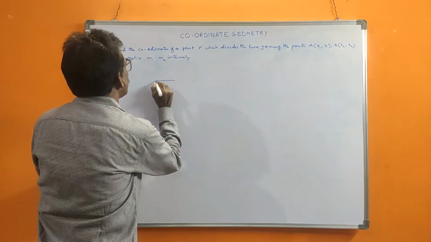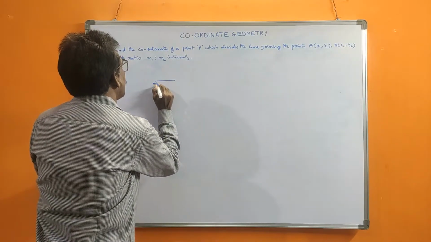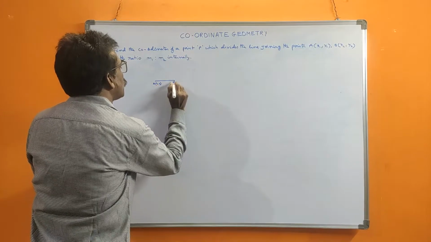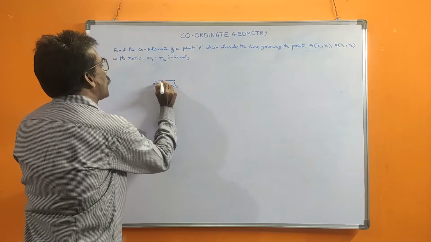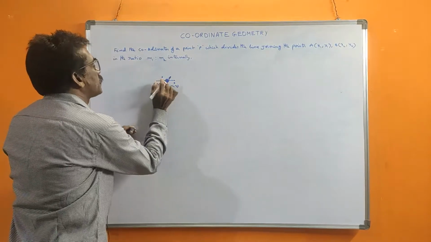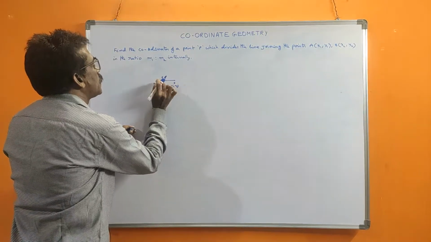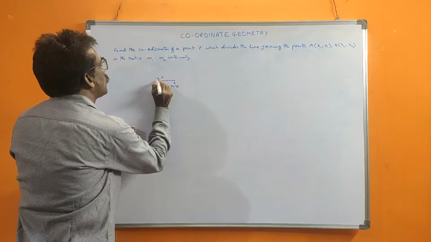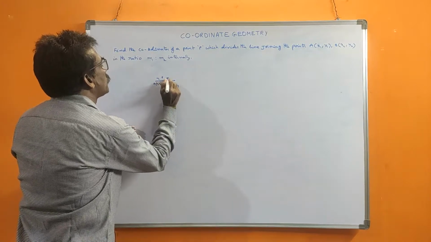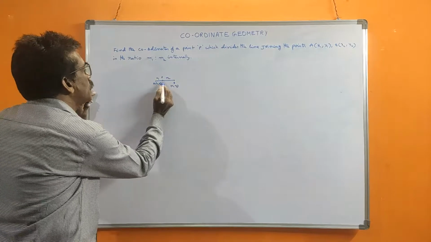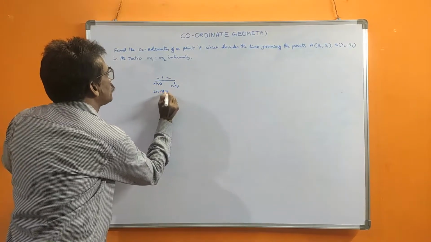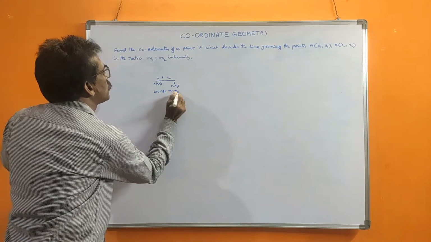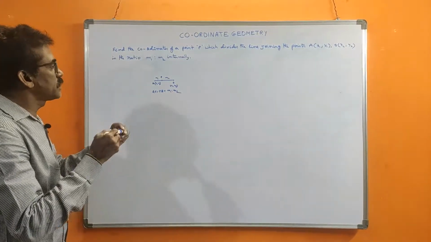Now here, see, point A (x1, y1) and point B (x2, y2), 2 points are there. And point P on the line joining them divides the total length AB into 2 parts such that this part is m1 and this part is m2. That means AP is to PB is equal to m1 is to m2. So it is dividing in that ratio.